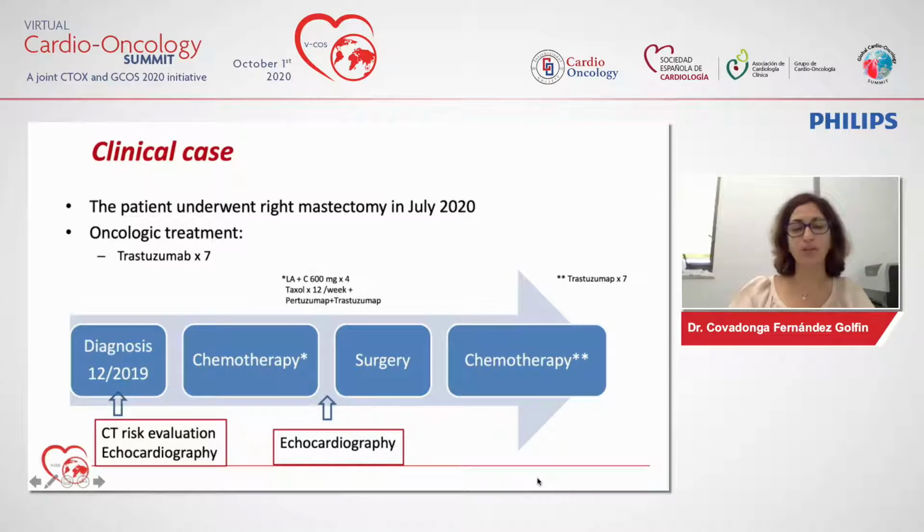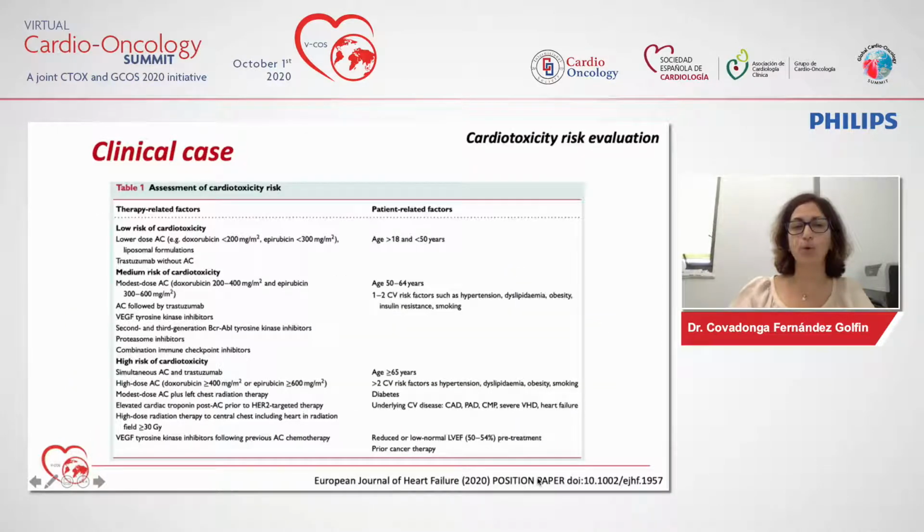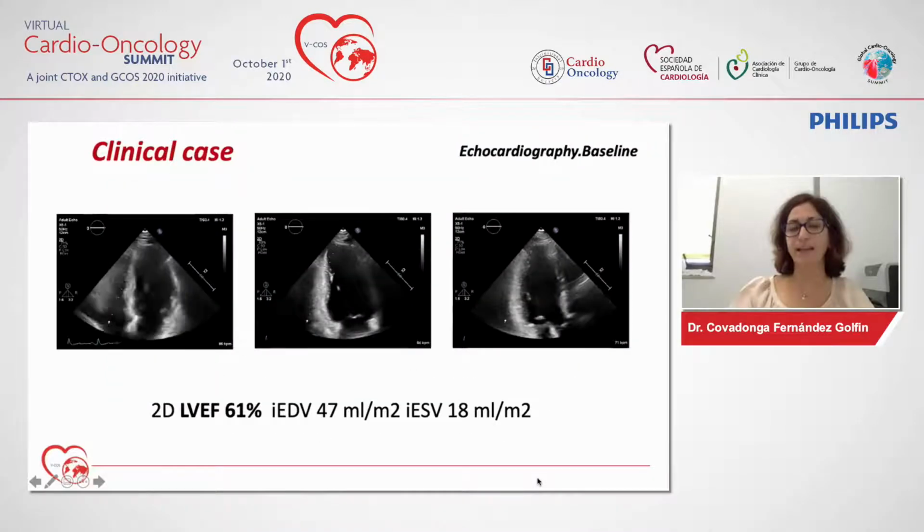So from a cardiological point of view, at the beginning, we made a cardiotoxicity risk evaluation with echocardiography. And as you all know, we have to assess cardiotoxicity risk based on therapy-related factors, but also based on patient-related factors. And in our case, in both aspects, we have a medium risk of cardiotoxicity. We complete the evaluation with a baseline echocardiography. I'm showing you here the 4-chamber, 2-chamber, and 3-chamber views.